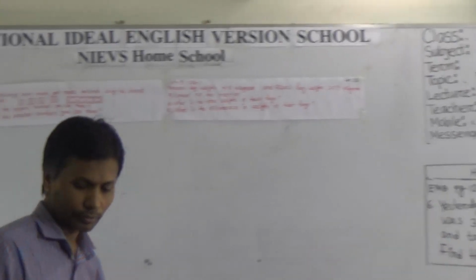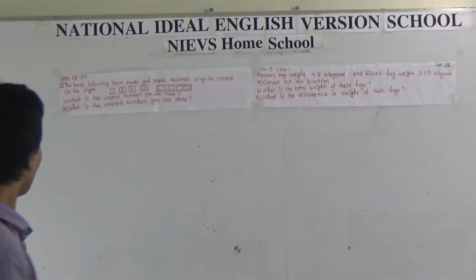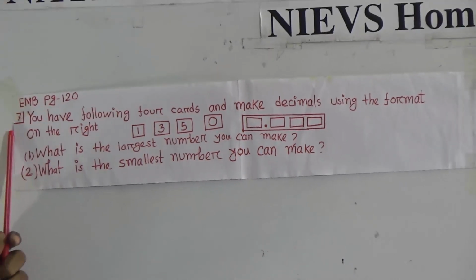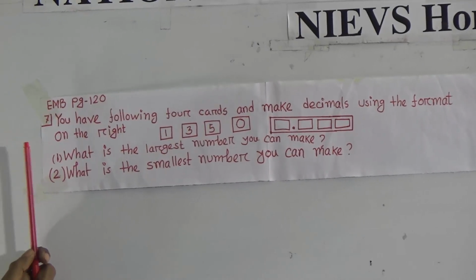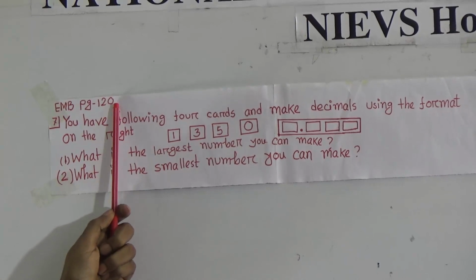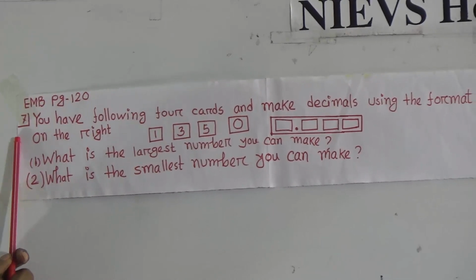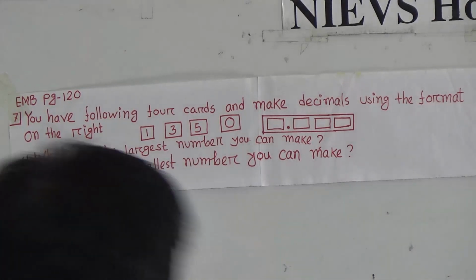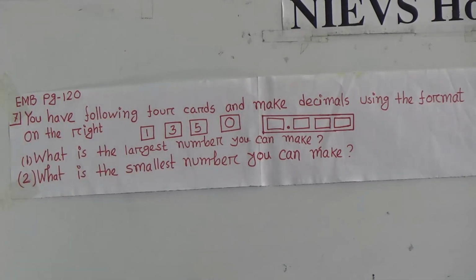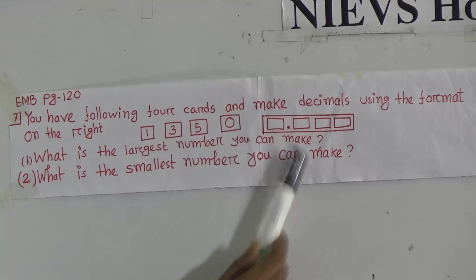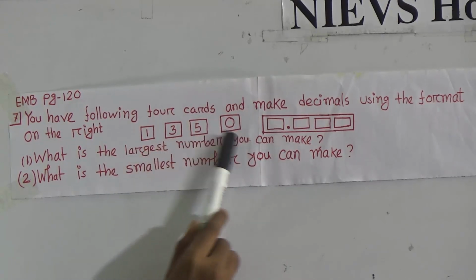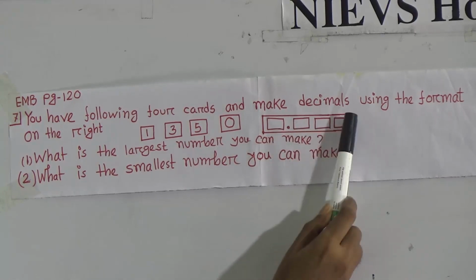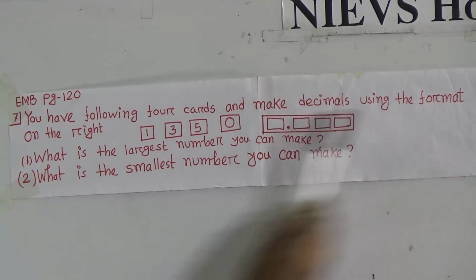Okay dear student, so at first I will solve question number 7, which is taken from your book page 120. Look, at first you read the question. You have the following 4 cards, that means 1, 3, 5, 0. These are the 4 cards, and make decimals using the format on the right.